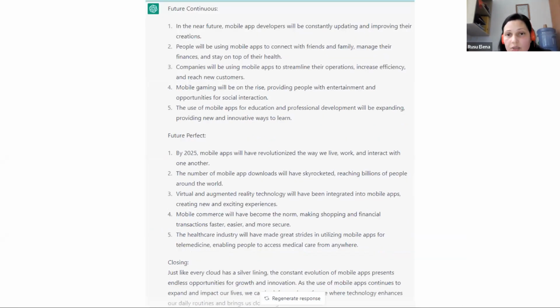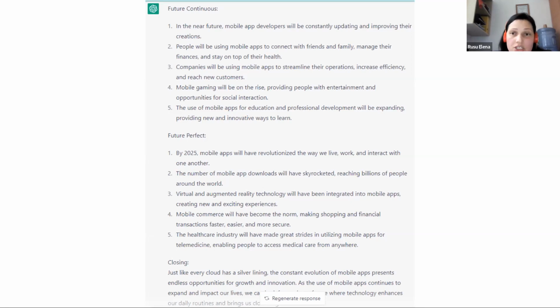Another aspect: the task was to create a story, but during the story, I wanted the students to use the grammatical topics that they've learned, especially future continuous and future perfect. Thus, I told them, please use these tenses and have at least 5 verbs in future continuous and 5 verbs in future perfect.